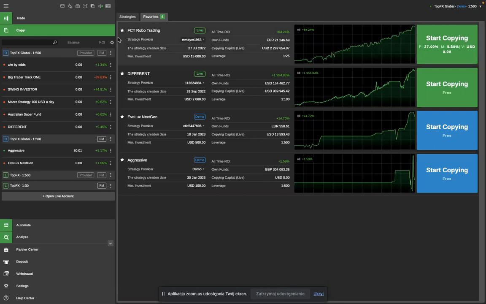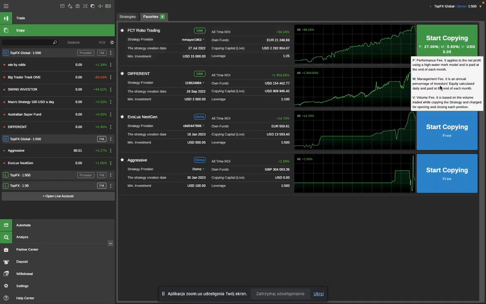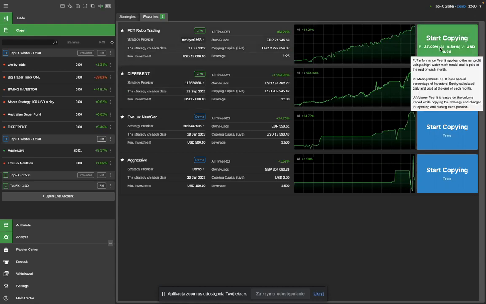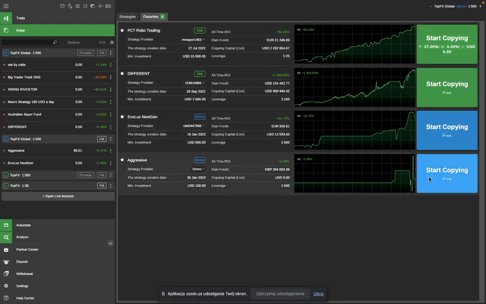Let's take a look at this strategy, FCT Robo Trading. As you can see, it's a live account only because it's green here. And this strategy is good for the demo. So if you have a demo account and want to try it, you can start copying this one. Nevertheless, if you have a demo account, you cannot copy, for example, this one. This one doesn't allow demo accounts to copy it. Only live accounts are allowed. On this one, basically any demo or live account can copy it.